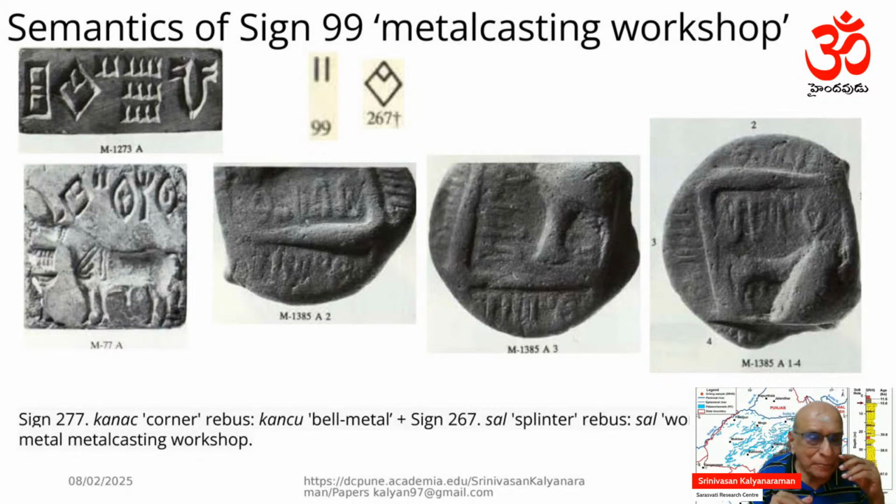More inscriptions. Again and again we will see they're all pictorial, clearly pictorials. That sign 99 again appearing in front, following the sign 267. You have seen sign 267 represents a corner. Kanchu is a bell metal in Telugu. Bell metal workshop. So sign 267 plus sign 99 should be read as Kanchu Sal, bell metal workshop. Okay. So the reading continues for these symbols, for these inscriptions which contain these two symbols. Next, please.